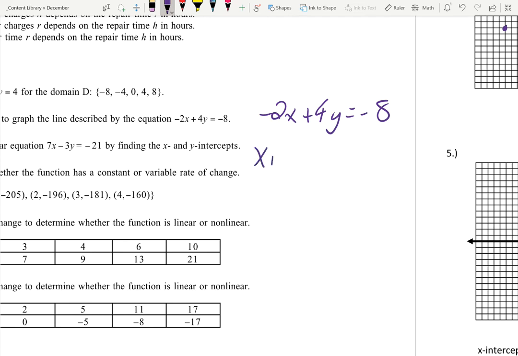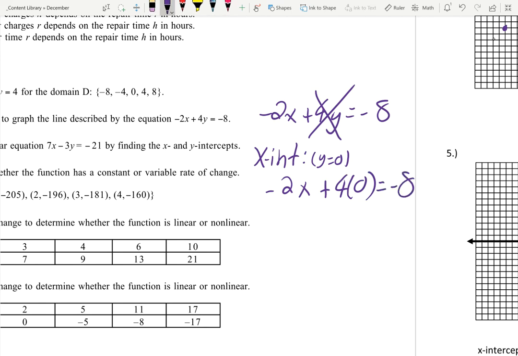Now, if we want to find the x-intercept, what we're going to do is essentially throw out the y term, right? We want to find the x-intercept, then we're going to solve for x. This means plugging in 0 for y. Essentially, you can just throw out the y term, but what technically is happening is negative 2x plus 4 times 0, again, you're putting the 0 in for the y, equals negative 8. Well, again, that just gets rid of the y term, as I mentioned.